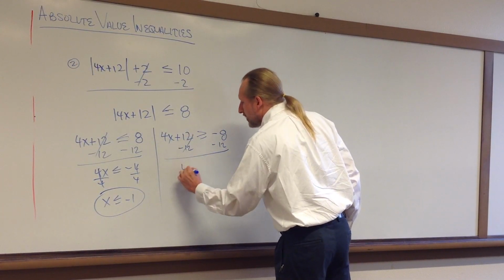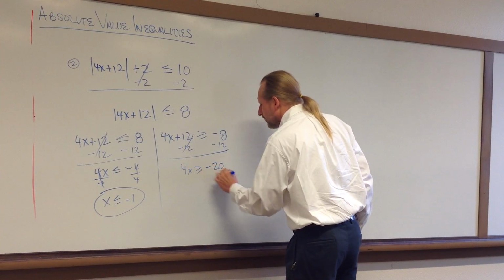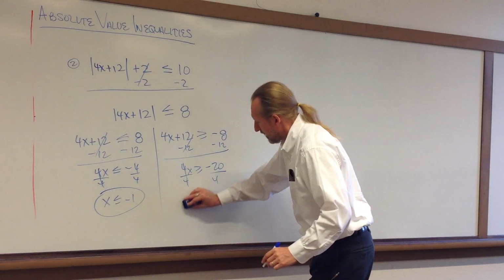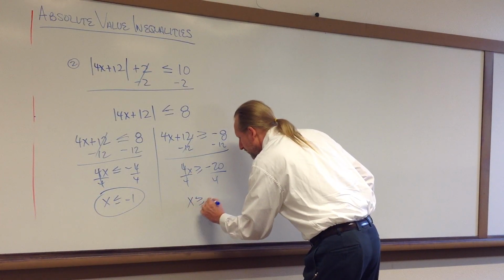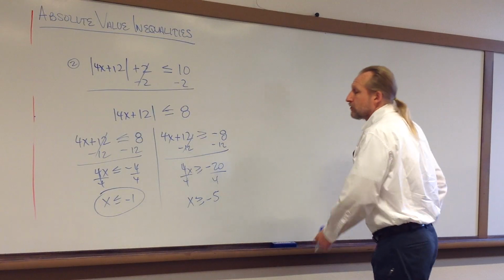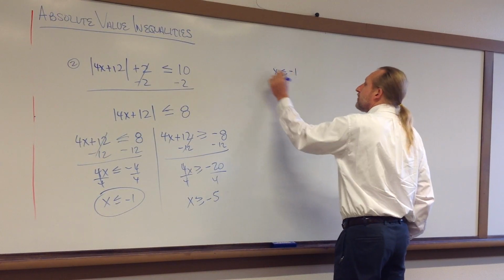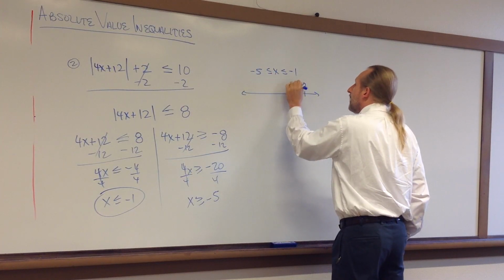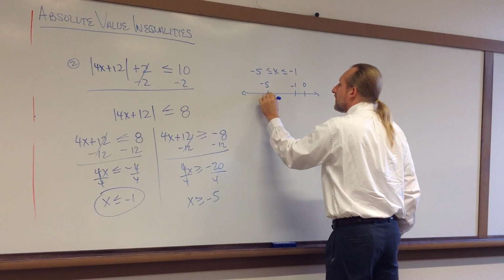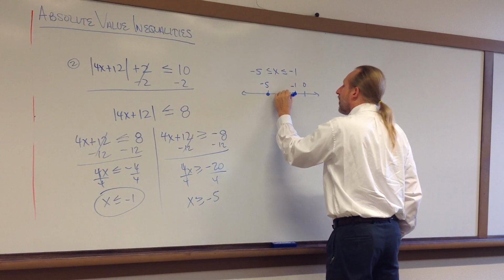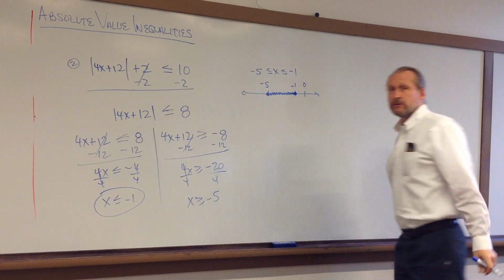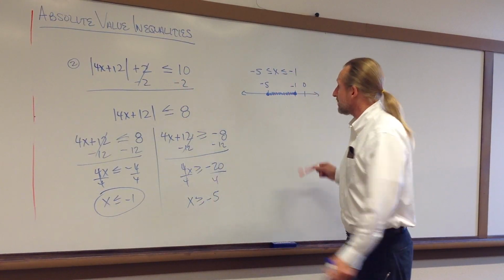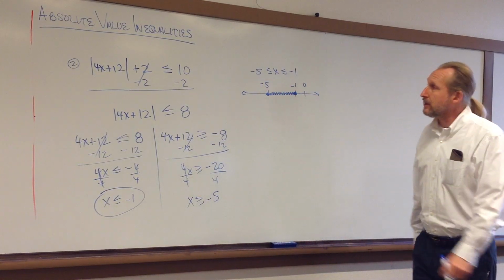And over here, negative 20. And so we'll divide by 4. And then we get x greater than or equal to negative 5. So x less than or equal to negative 1, but greater than or equal to negative 5. We put this on the number line. And it'll look something like this. Okay? These less than problems will typically be an and statement, and we'll have this interval here.